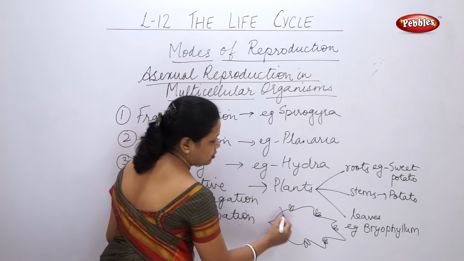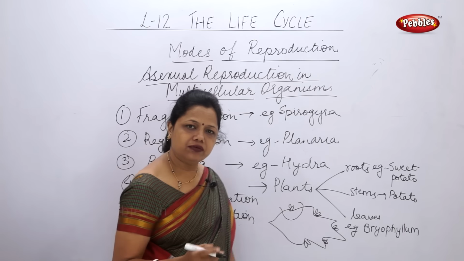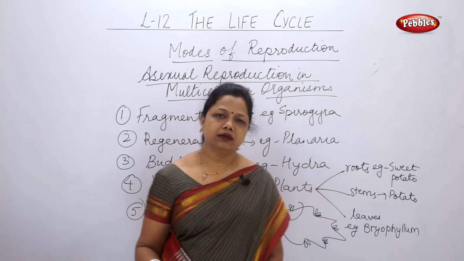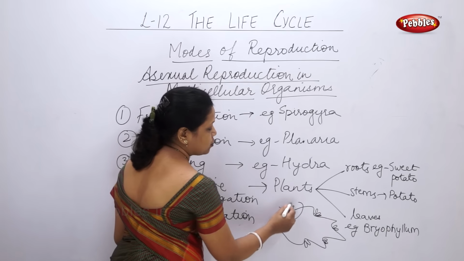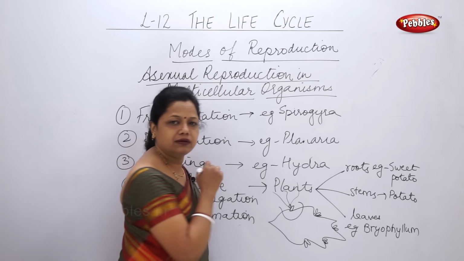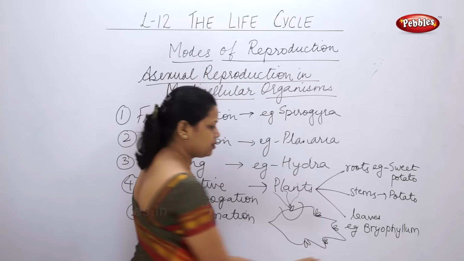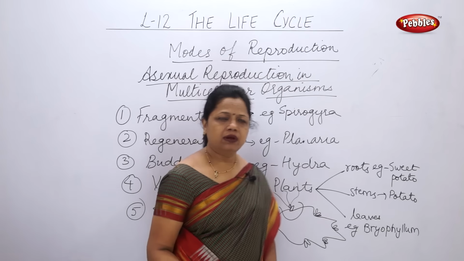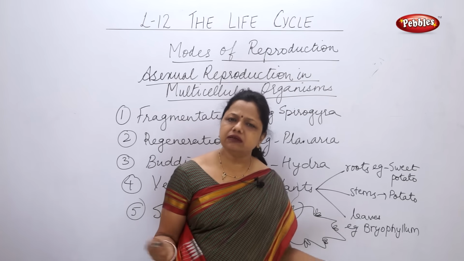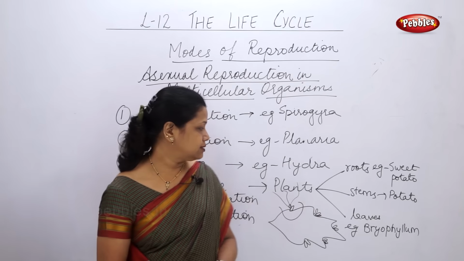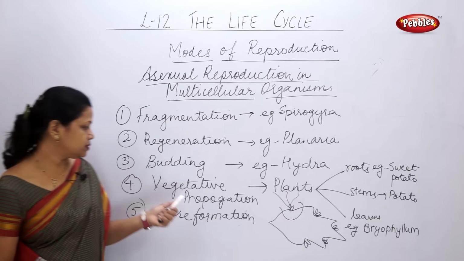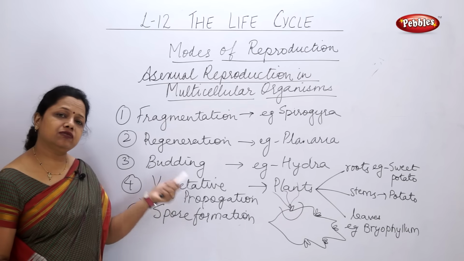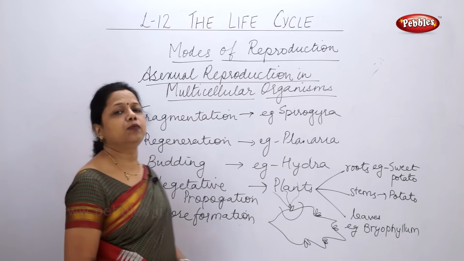And if I take even one piece of this leaf and put it in the soil, I'll see the plant growing from this bud. So this most common example is bryophyllum. These are the examples which are generally seen. These examples are the best examples to understand the vegetative propagation possible in plants.